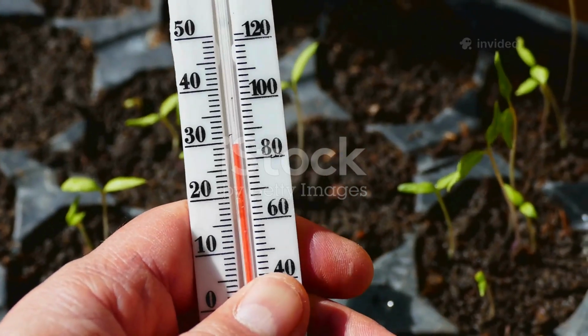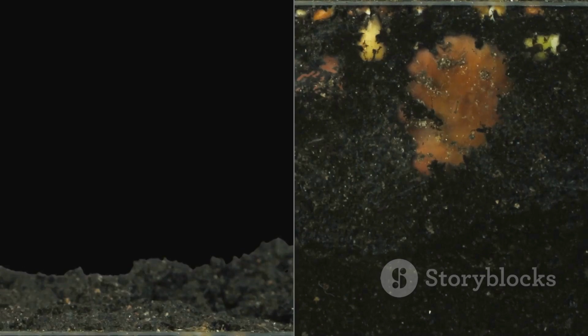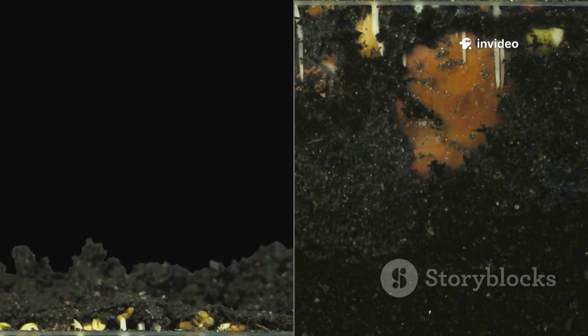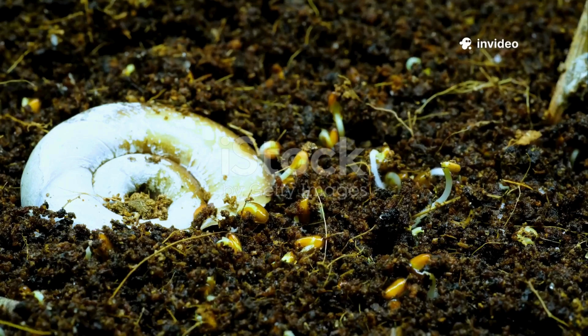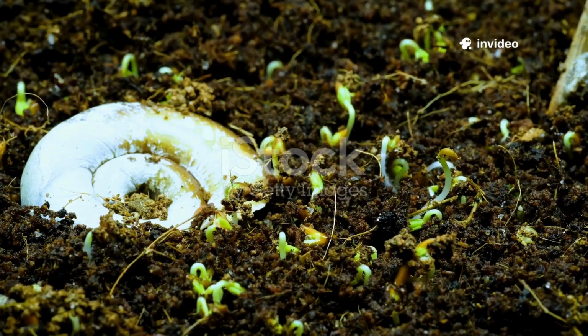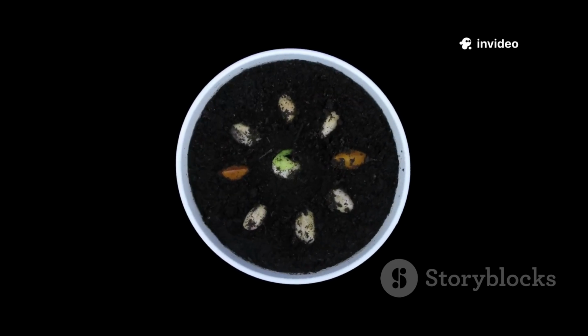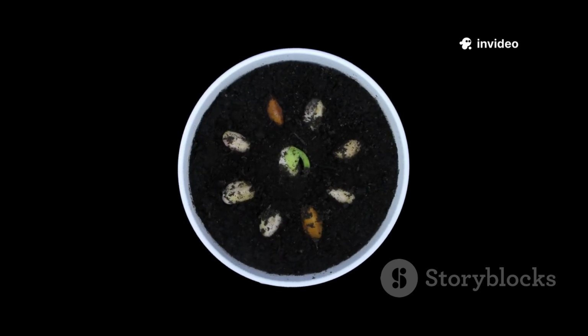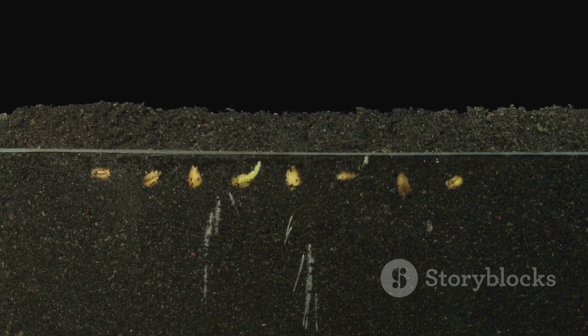Optimal temperature. Each plant species has an ideal temperature range for germination. Some seeds prefer warm temperatures while others need cool periods, stratification, to break dormancy. Too hot or too cold can inhibit germination or even kill the embryo. Oxygen. Germinating seeds require oxygen for respiration. Respiration is the process that breaks down stored food reserves in the seed to produce the energy, ATP, needed for growth. If a seed is buried too deeply or the soil is waterlogged, it may not get enough oxygen.